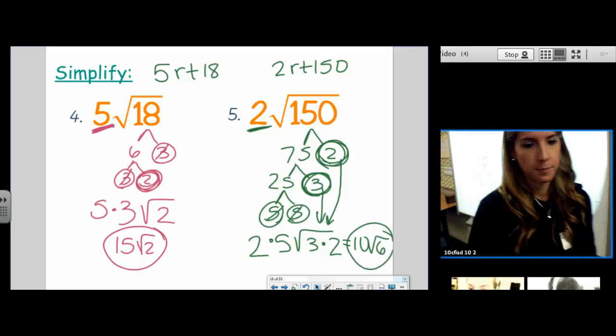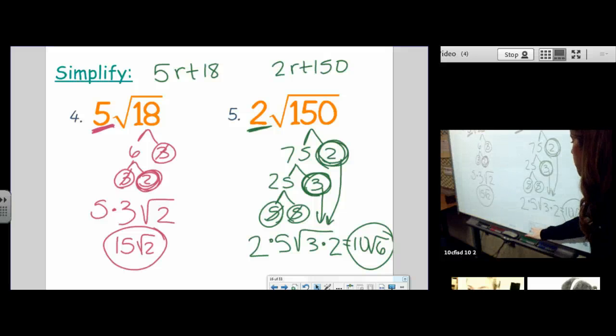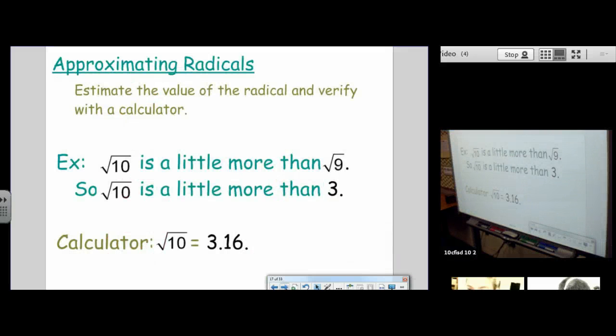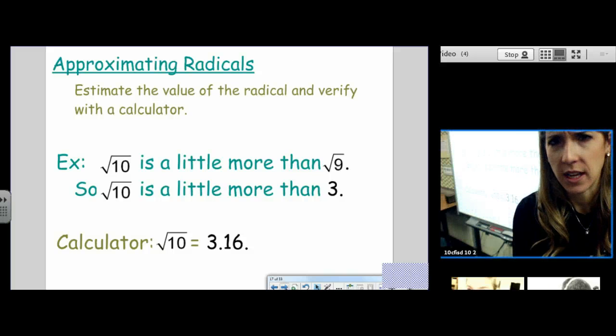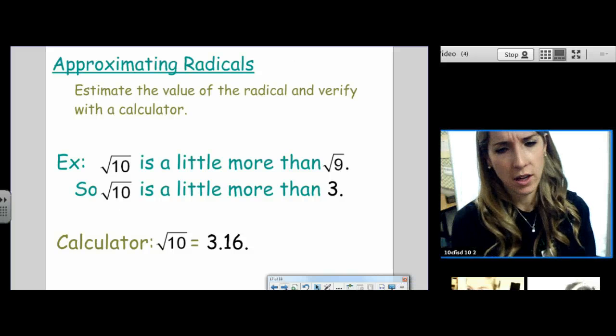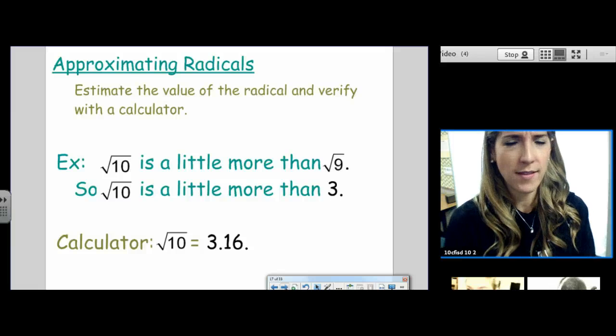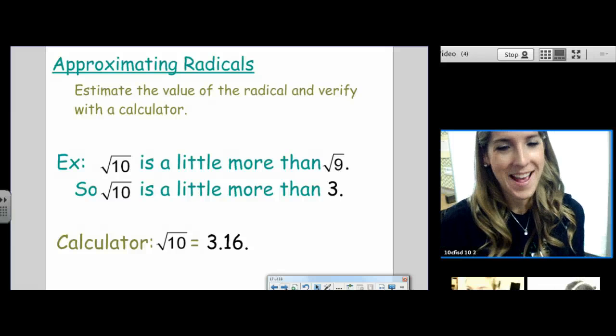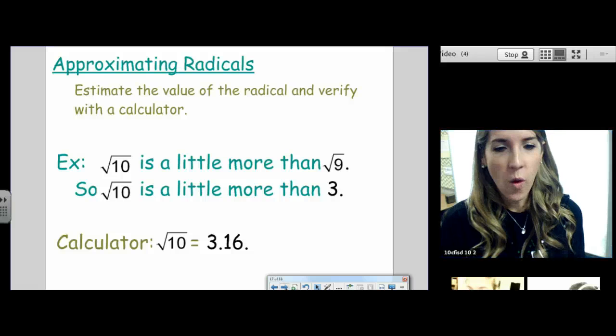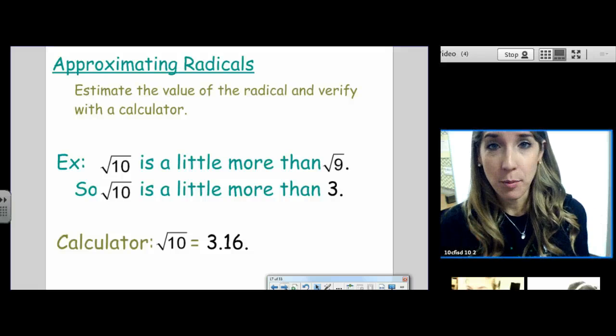Is that okay? Thanks. The better you practice, the better you'll get. Okay. It's important to have good number sense, okay? So when you don't have a calculator with you, or you can't find the square root button on your cell phone or something, it's good to know what the square root of 10 is approximately.